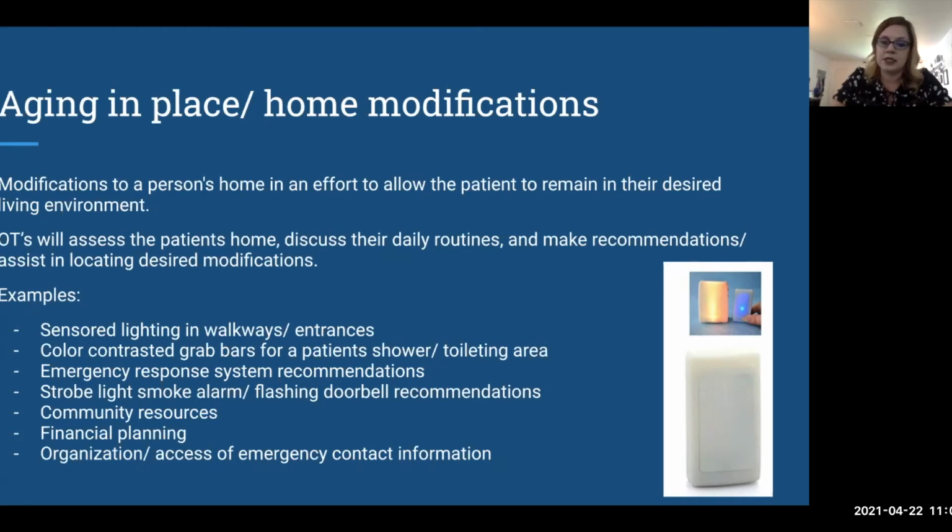Some examples of this service may include providing censored lighting in walkways or entrances to decrease fall risk, providing color contrasted grab bars for a patient's shower or toileting area for increased safety. We can provide emergency response system recommendations, strobe light smoke alarms or flashing doorbell recommendations for patients that may be hard of hearing. We can provide access to community resources. We can provide financial planning so that they can allow themselves to stay in the same environment. And we can organize and provide access for emergency contact information.